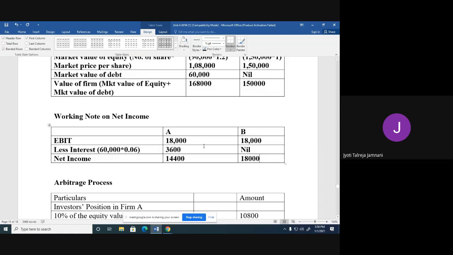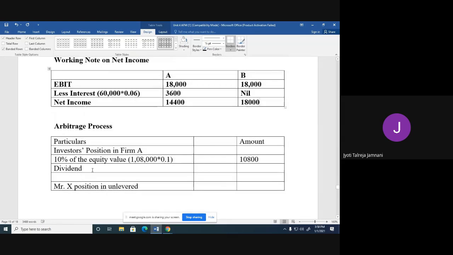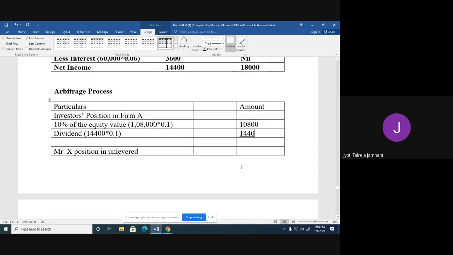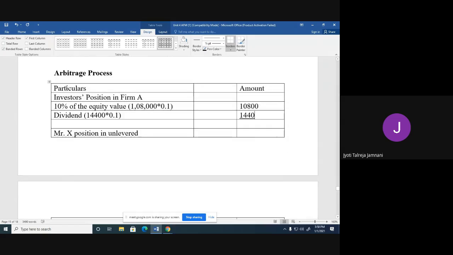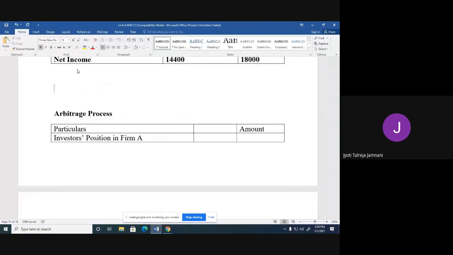So now we know the net income. We can find the dividend of the investor in firm A. So the investor holds 10%, so he should get 10% of the income. The total income to equity shareholders is 14,400. 10% of that he has to gain. So 10% of 14,400 is 1,440, which is to be underlined because we have to see to it that in the next firm also he gets the same income. So this was his position in firm A.